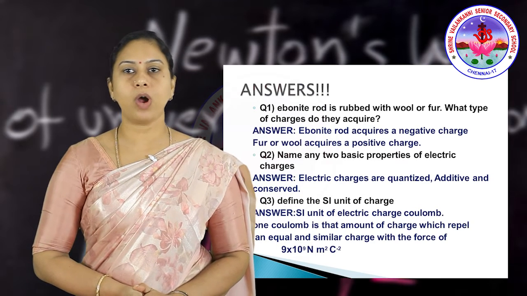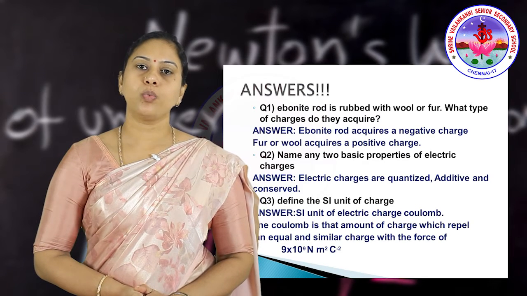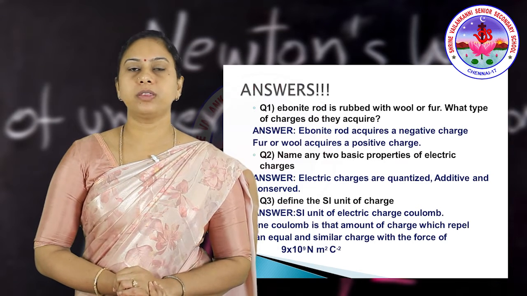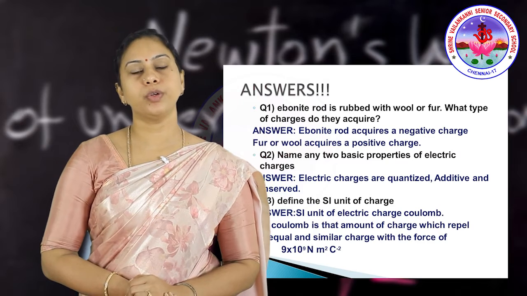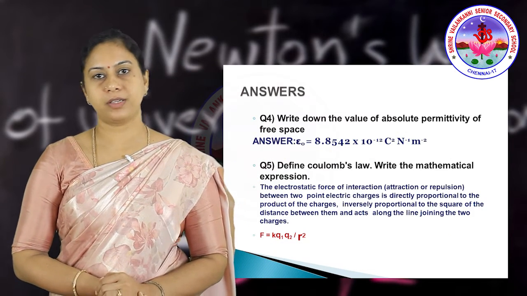So 1 Coulomb is what? 1 Coulomb is the amount of charge which, when placed at unit distance from an equal similar charge, repels it with a force of 9 into 10 power 9 Newton meter square per Coulomb square, right?